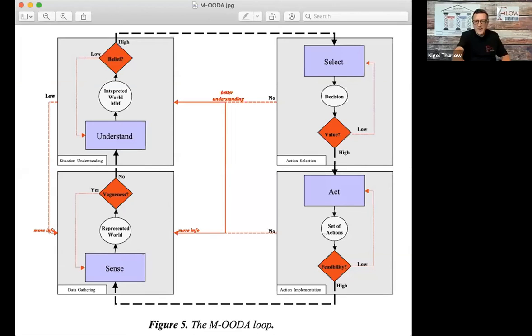So for the benefit of everybody else, I'll just share the picture I have on my screen. That's the modified OODA loop, or the modular OODA loop, that we're all discussing, just for the benefit of the tape. So everybody, when they watch this back later, will have a clue of what we're talking about.